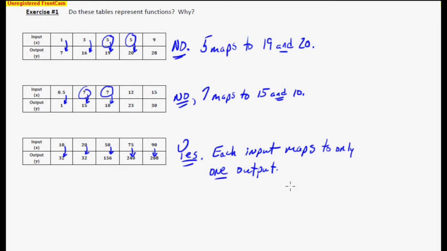All right, so that's pretty easy, especially when it's in a table like this. We'll get to some eventually that will look like graphs, and we'll have a little trick to determine if that's a function or not. So, all right, that's pretty straightforward. Let's try number 2.